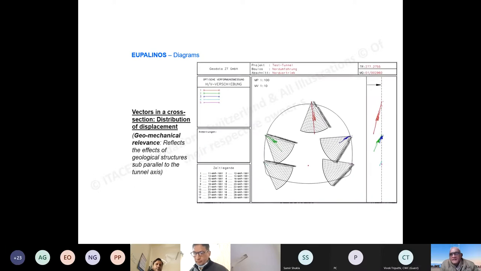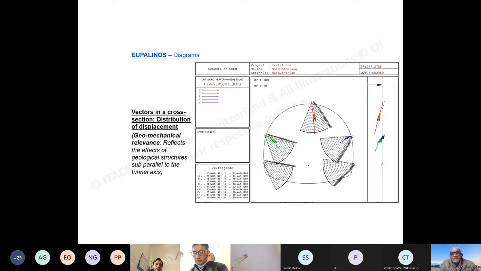This is another diagram from the tunnel itself. It gives you an idea about the movements of various points in the vertical and the lateral directions. It has drawn a vector here, with days 1, 2, 3 pertaining to different dates. So with time passing, how this crown has moved, it gives you an idea in X and Y, that is, in the horizontal and vertical direction, and this gives you the lateral movement.